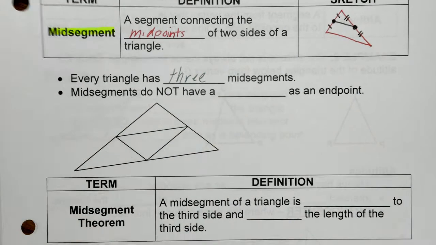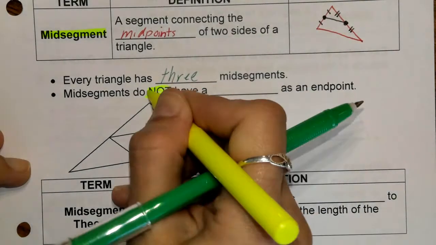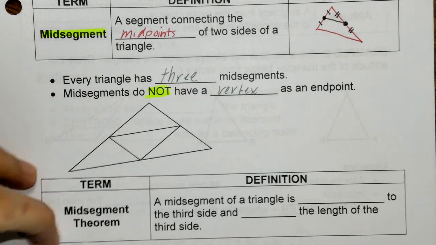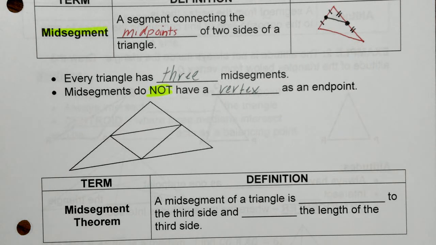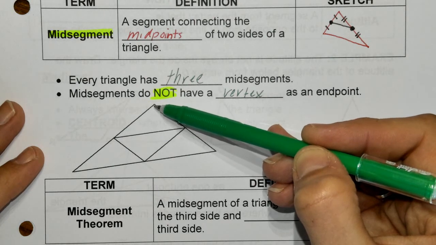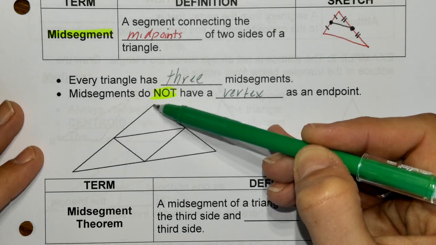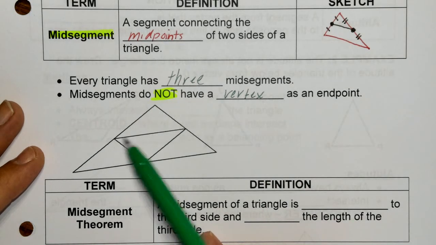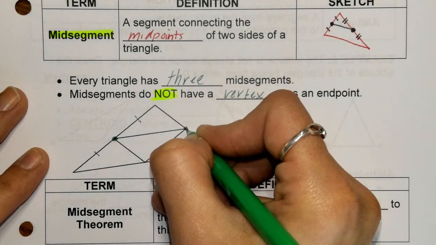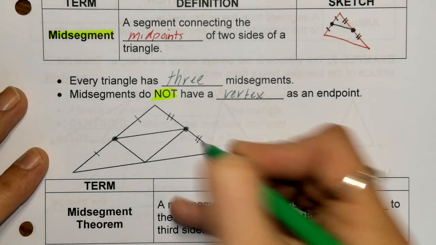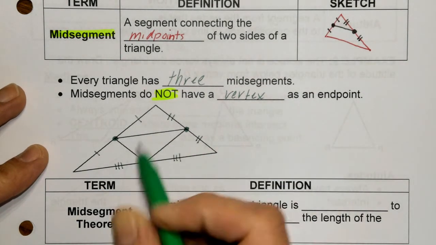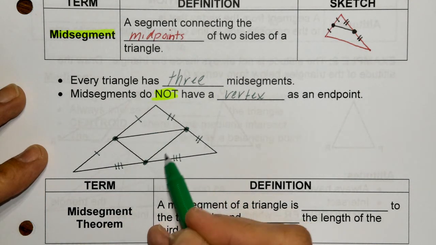And the midsegments do not have a vertex as an endpoint. This will make more sense with some other special segments we have. What that means is where the angles are, the vertex, that's not where our midsegment is going to start or end. We don't come out of the vertex with the midsegment. It's going to go from midpoint to midpoint. So here we need to remember that all of these are going to be midpoints. So here's another midpoint, like what we did in our diagram above, and we have another midpoint over here. So here we can see 3 midsegments: 1, 2, and 3.